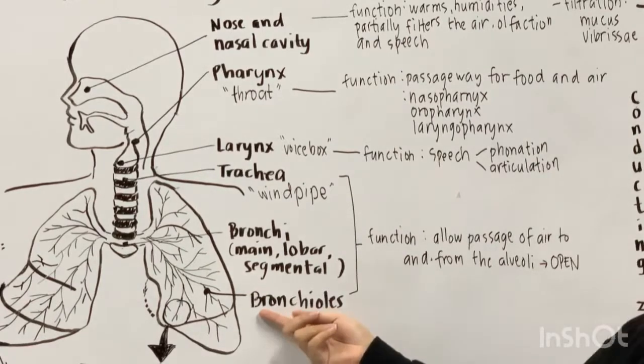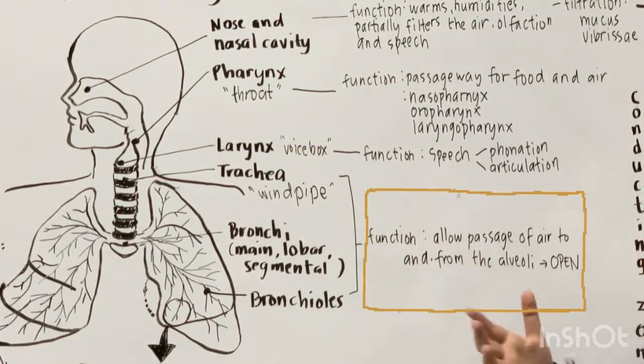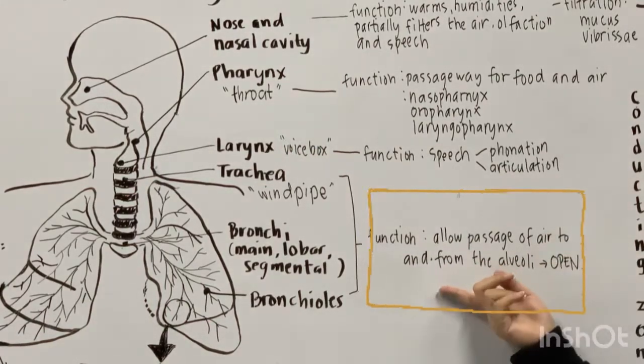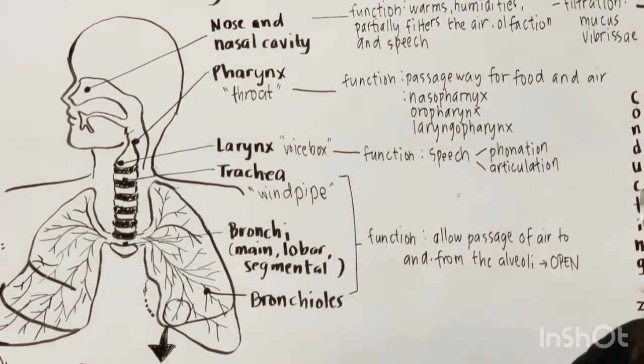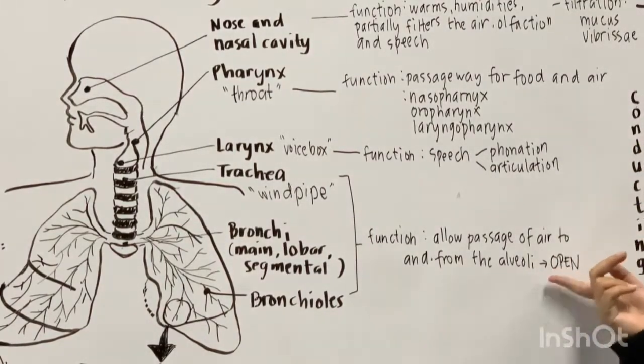Okay, then you have your bronchioles. The main function of the three of them is to allow passage of air to and from the alveoli, or the distal part of your lungs. It should remain open.